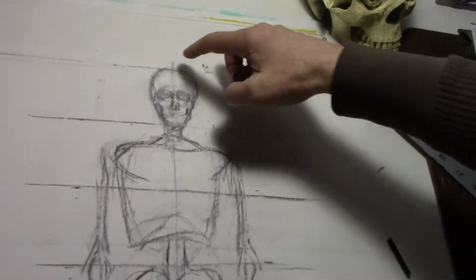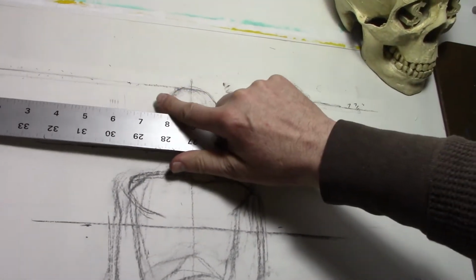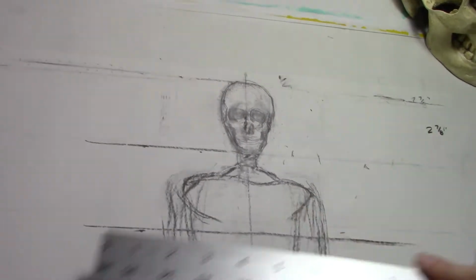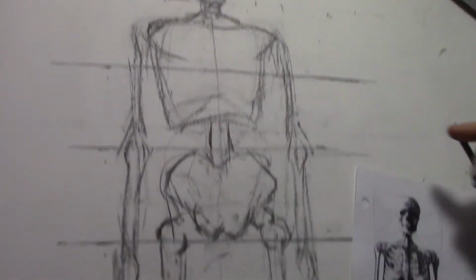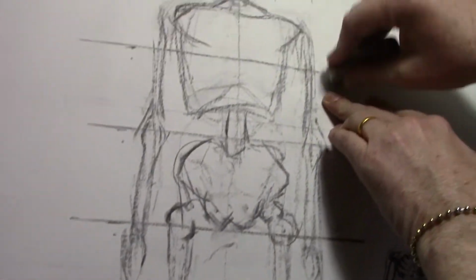The other thing I forgot to tell you was I also centered the skeleton by measuring this way 9 inches and putting a mark at the top and a mark at the bottom. That way I get my skeleton nice and straight on the paper as well. All right, those are tricks to doing it right.